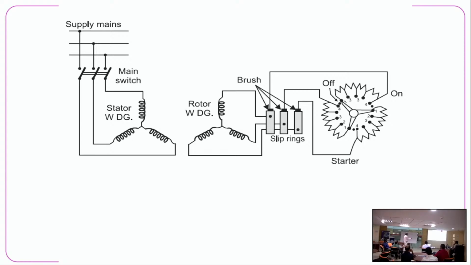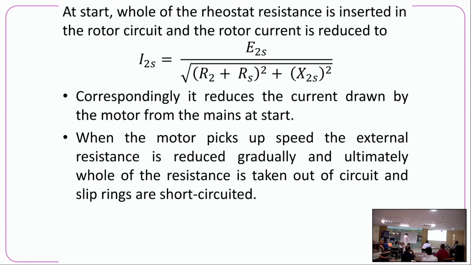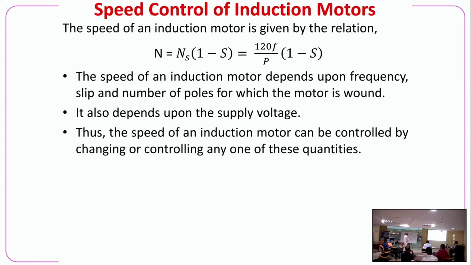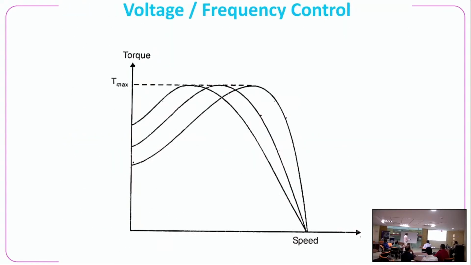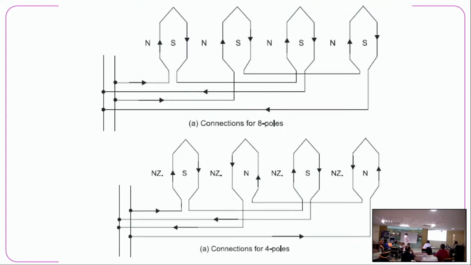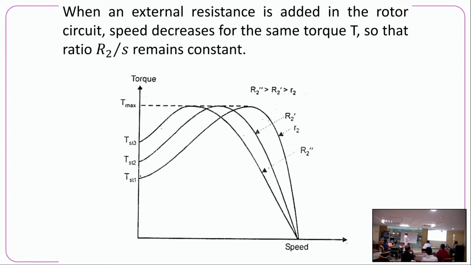This is what these rheostats are used for, starting. This is the equation. Okay, this graph you see. For different values of resistances, the torque speed characteristics of induction motors are like this.